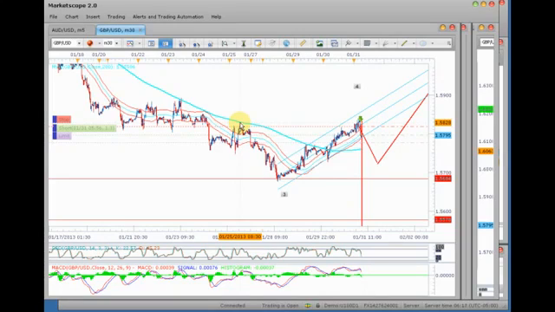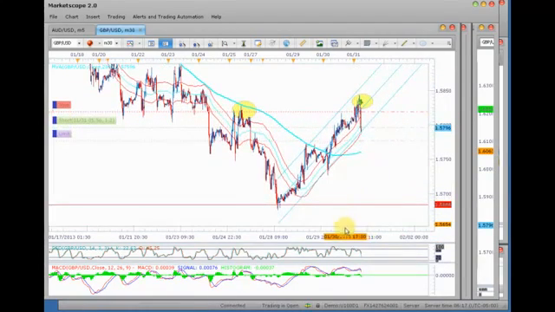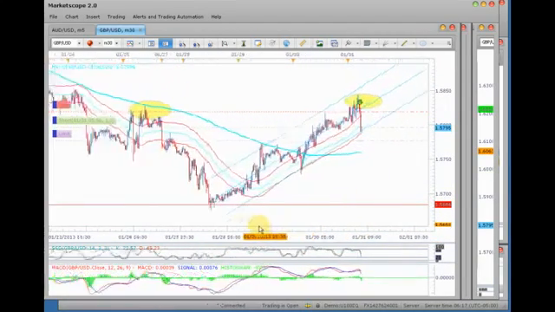Also, we've got this old high back here, so we almost got some type of a double top right there. So I don't know how far this could correct. I just know that it's going to give me what I want.